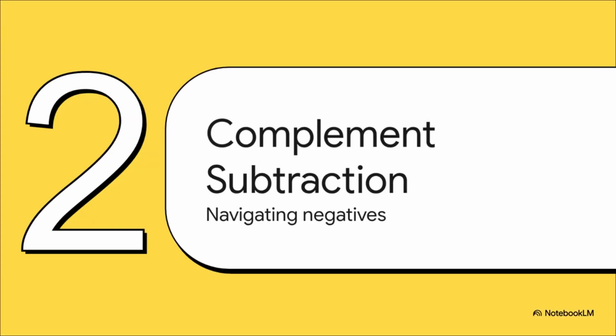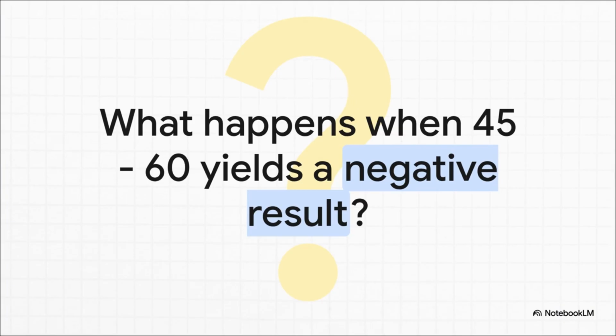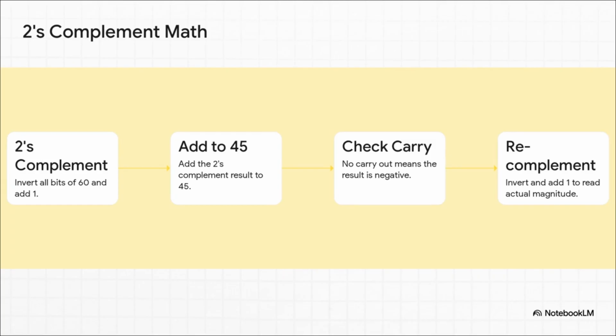Moving right along to Section 2, Complement Subtraction Tricks, Navigating Negative Results in 2's Complement. So, building on that arithmetic, we all know how to add, right? But what happens if you subtract a larger number from a smaller one, say 45 minus 60? When you're restricted to raw binary hardware, how does the computer actually know the result is a -15, especially since an arithmetic logic unit literally only uses addition circuits? Well, this is where the magic of 2's complement steps in. By following these 4 steps, we magically turn a subtraction problem into an addition problem.